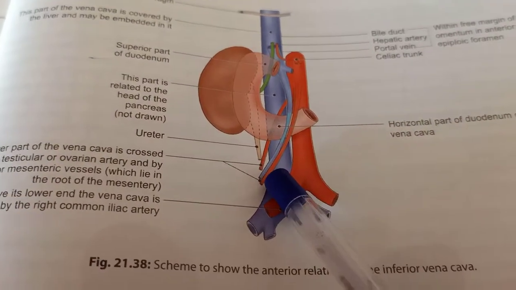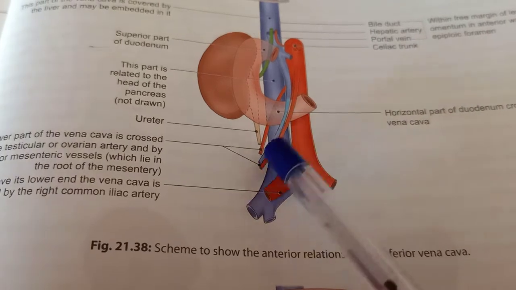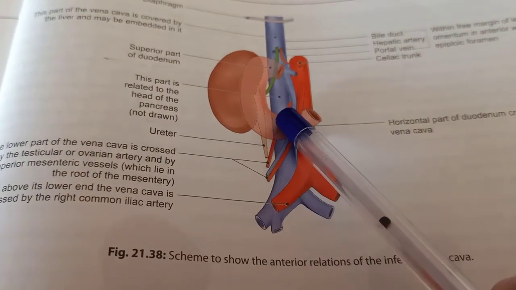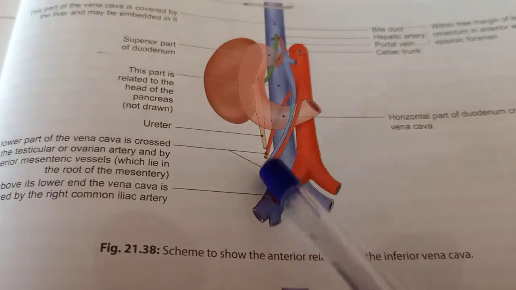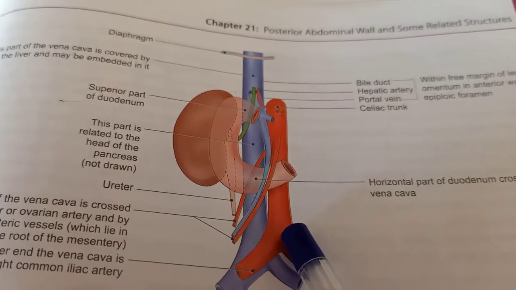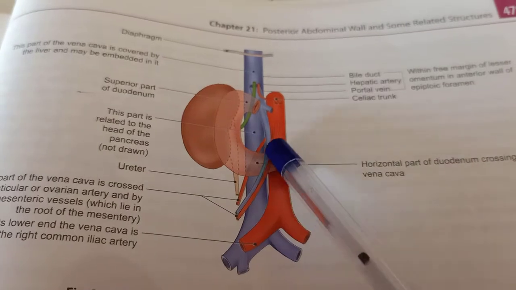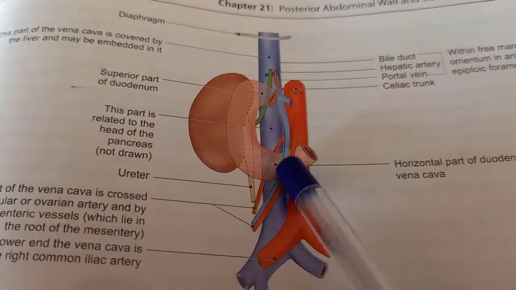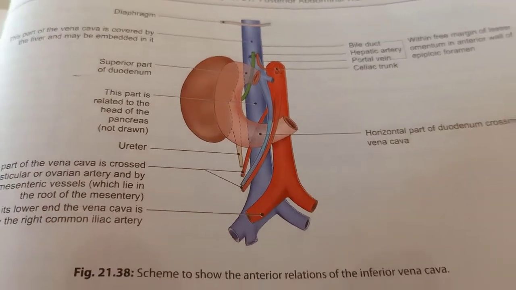The superior mesenteric vein and the superior mesenteric artery, then the testicular artery in males and the ovarian artery in females. So these are the anterior relations of the IVC. This diagram is very, very important.